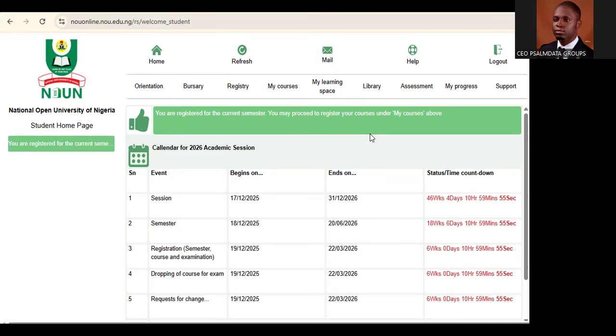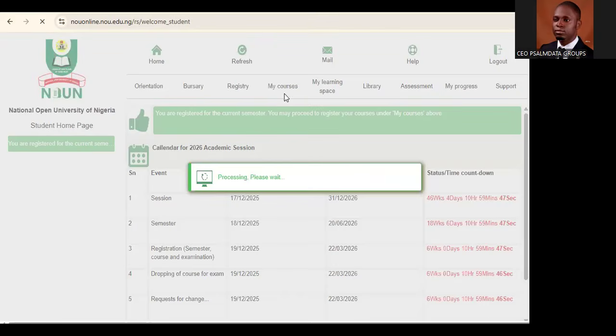So let's do a very short calculation. So I'm going to be using the student portal. I believe my screen is visible. So let's go to my courses.